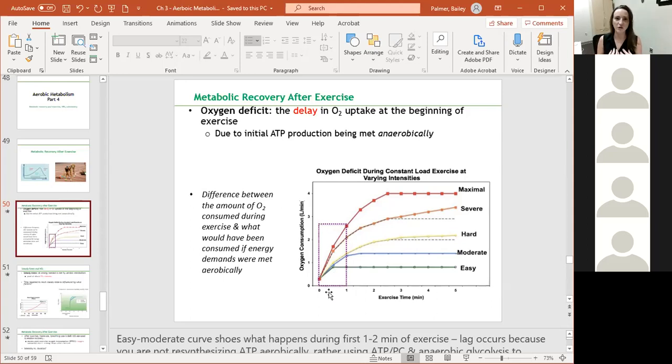Basically, the oxygen that we need, or the ATP that we need, is not being met aerobically. So what is this influenced by? It's influenced by the type of exercise you do, which you can see here. There's a very small delay when we do easy to moderate exercise, but the harder and more severe our exercise becomes, the greater deficit there's going to be.